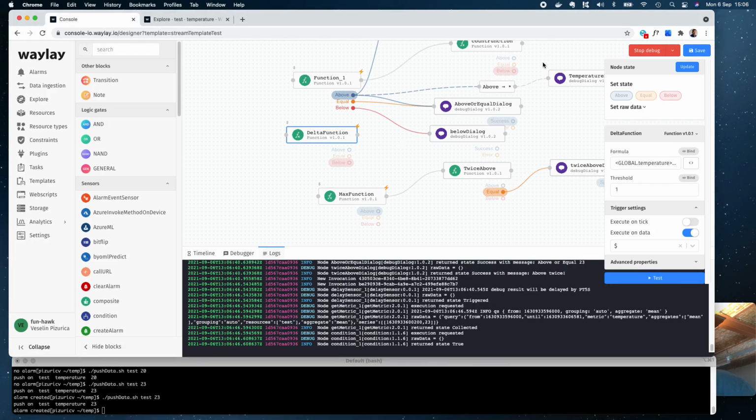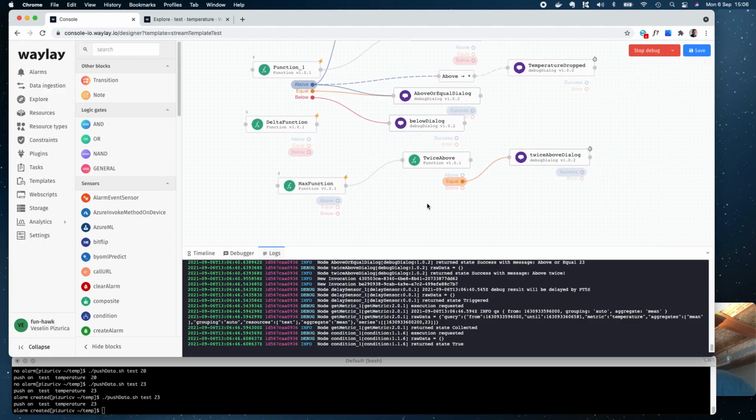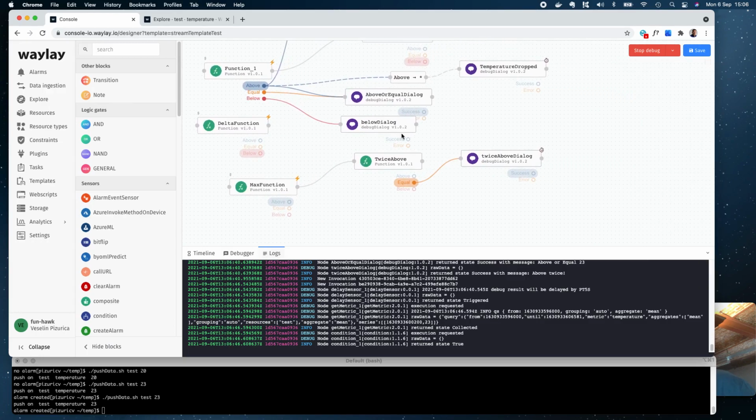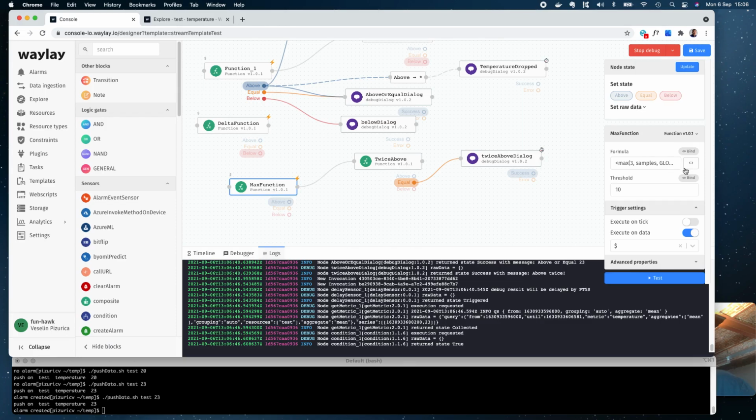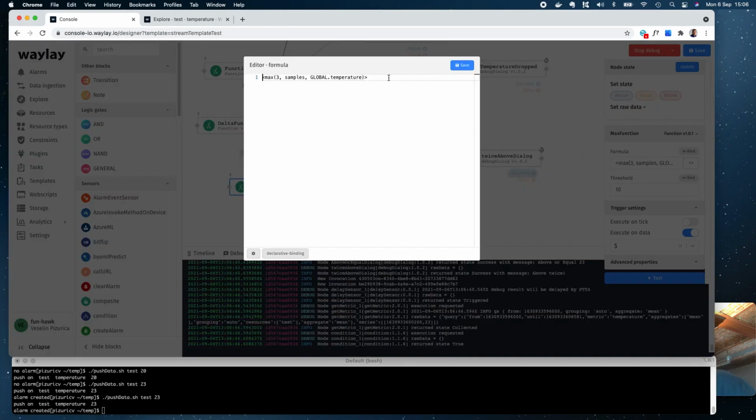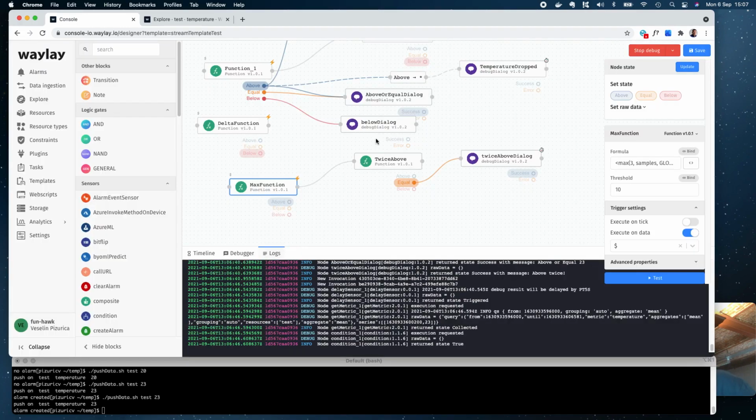Now let's go a little bit further and look at, for instance, this guy here. It's basically saying I would like to get the maximum value over the past 3 samples which have arrived as stream data, and I would like to see that being higher than 10. So here we're trying to find out if within these 3 samples there is at least one which is higher than 10.